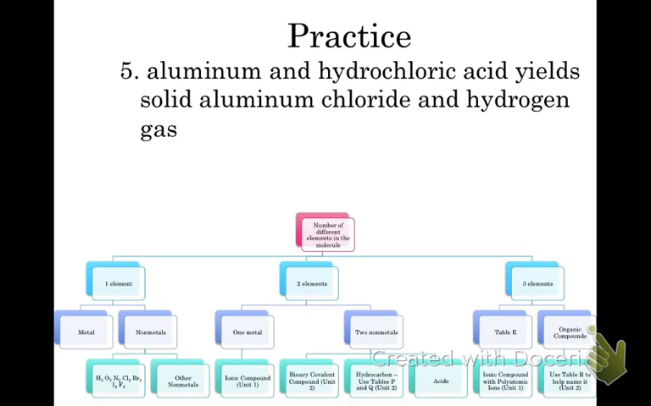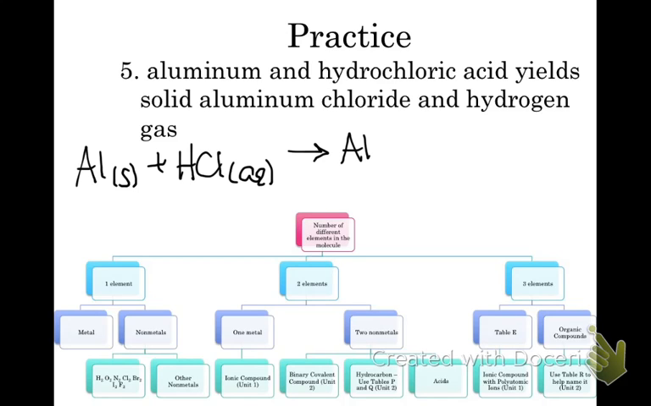And number 5, aluminum and hydrochloric acid yields solid aluminum chloride and hydrogen gas. So aluminum is just one metal by itself, and since it's not mercury, it's going to be a solid. We have "and" hydrochloric acid, so I'm going to use my reference table. If it says acid, I know that I can use table K to figure out that it's hydrochloric acid, all of which are aqueous, and then solid aluminum chloride, so AlCl3, solid, and then hydrogen gas. Hydrogen is H2, and a gas.